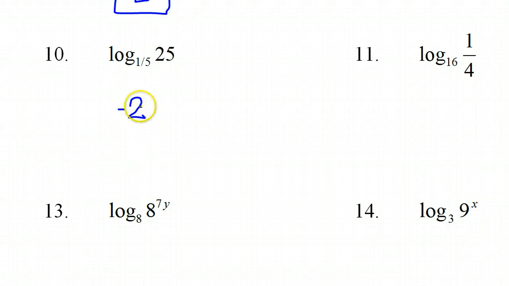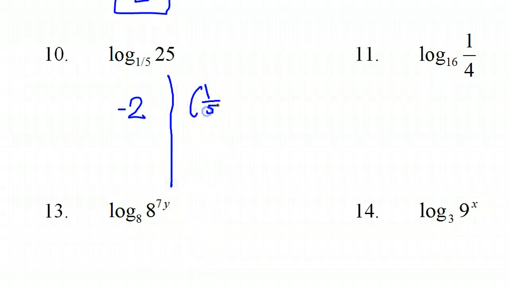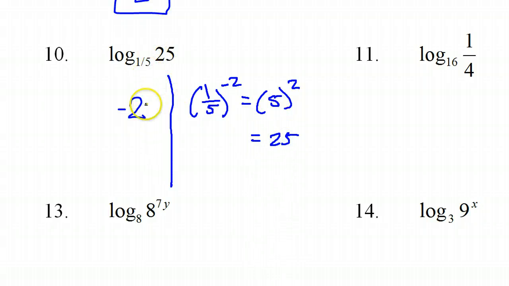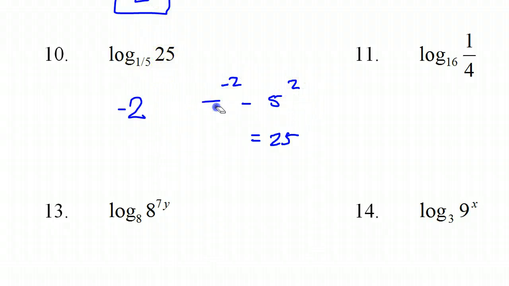So I'm thinking this is the answer. Now let's just check it. If I have 1/5 to the -2 power, a negative power on a fraction, you do the reciprocal. So this would make 5 over 1, or just 5, squared. And then 5 squared would be 25. So this is the power that changes that to that. And that's how I would do it if I were you.